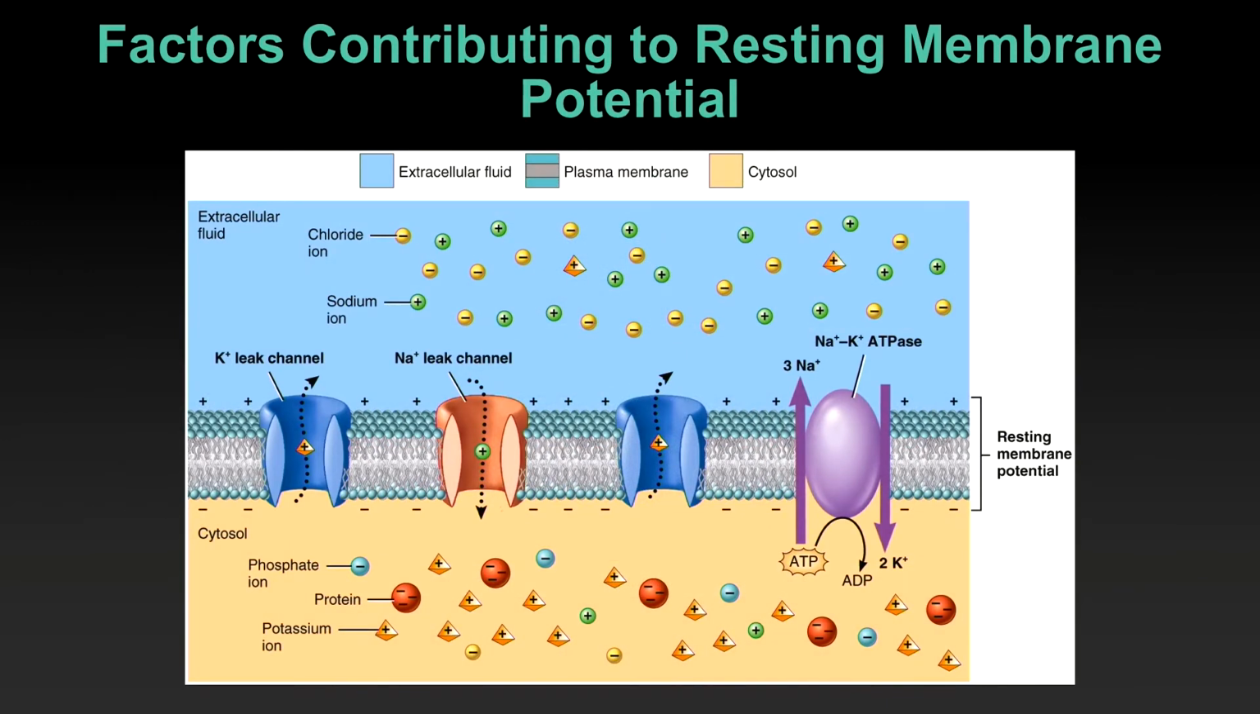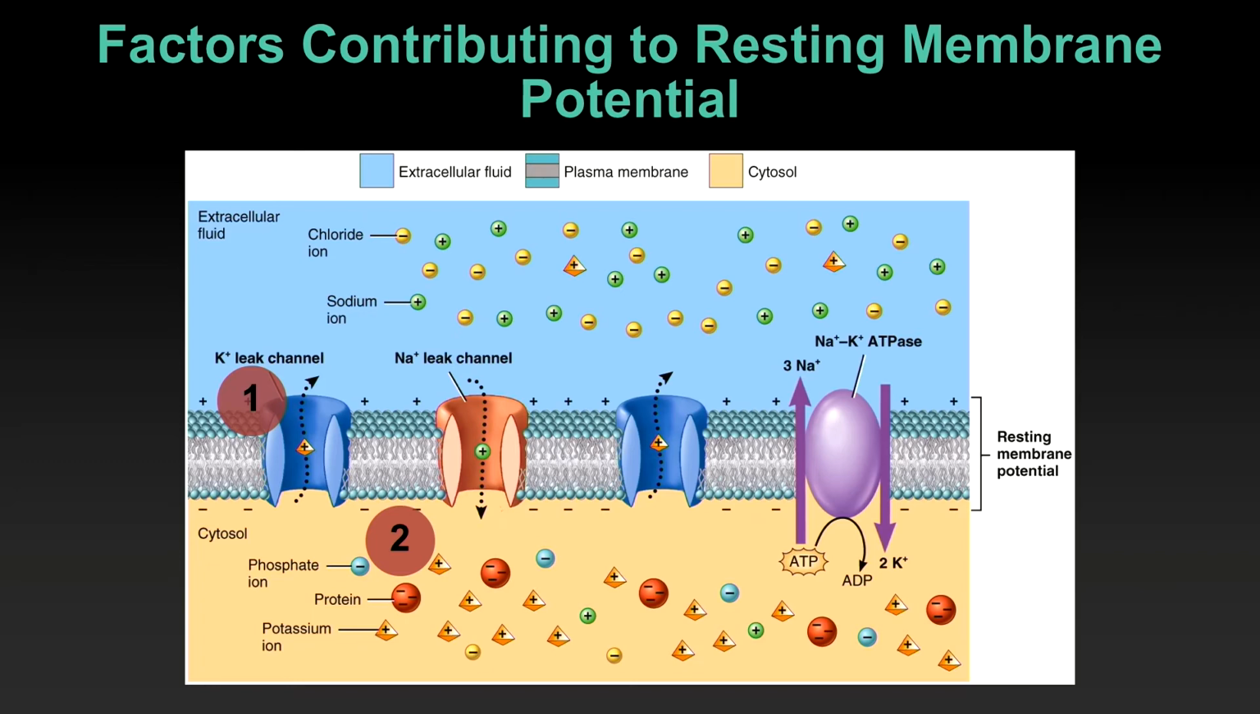And here we see our candidates. Factors that cause the membrane potential. We have number 1, unequal distribution of leak channels. More potassium than sodium, allowing more potassium out. Number 2, we see that the anions can't move.